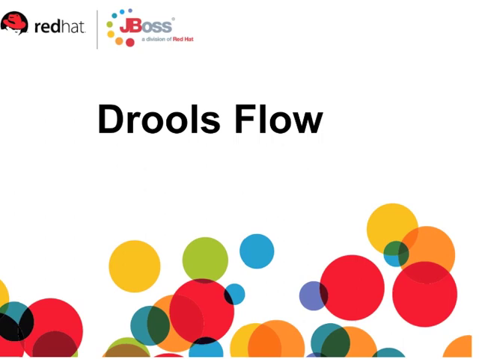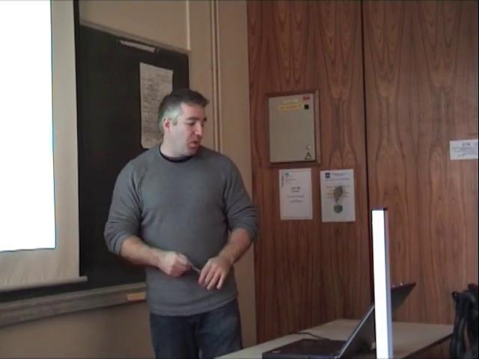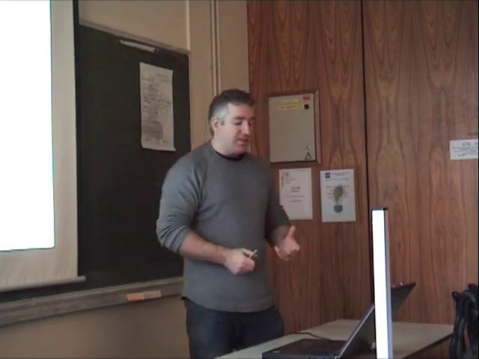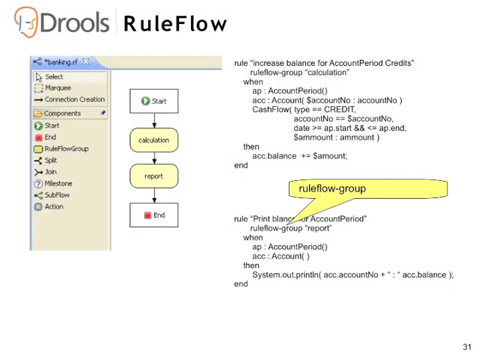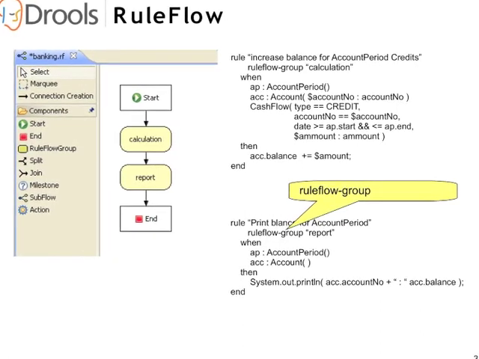Okay, so we've got Drools Flow. This is another way of controlling execution flow. Quite simply, it is a way of saying when a rule is allowed to fire. So there's a declarative format to give procedural control of when rules are allowed to fire.